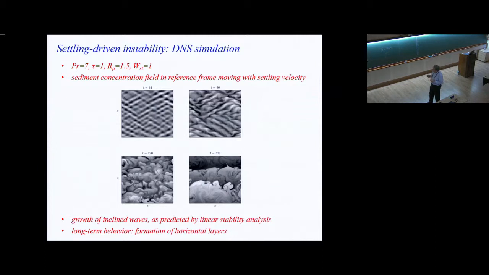Here again, some still pictures. So this is again the case for tau equals 1. So tau equals 1, so that means there's no double diffusion here. So this instability is driven only by settling. We start from random initial perturbations, and we see that indeed after some time we have these pairs of oblique waves. These waves then generate secondary shear instabilities, and eventually, after a long time, we see this horizontal layering mechanism appear, which is quite interesting.